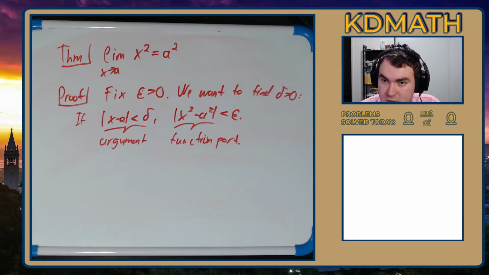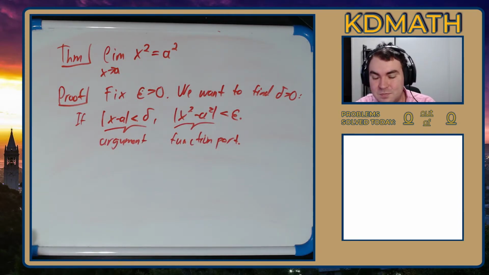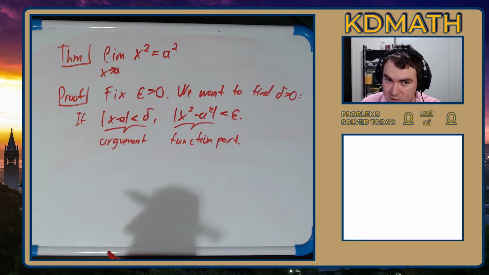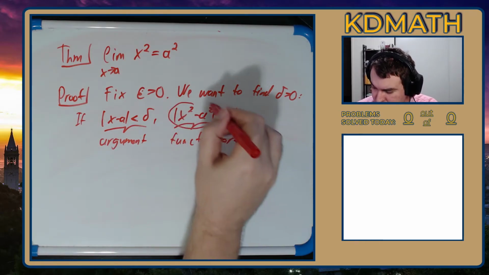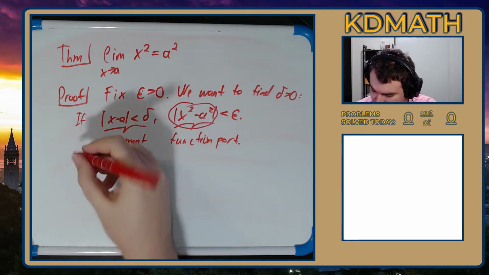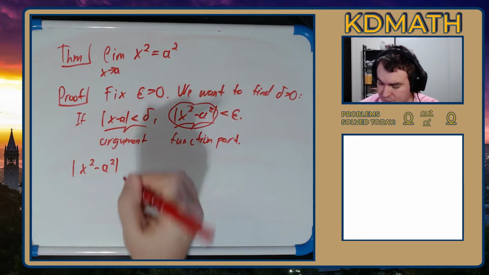So what are we looking at? We are looking at this, and we have to somehow guess a delta. Well, let's just chill for a bit, right? Let's try to come up with something interesting here. And let's look at this part. In this part, we see something very familiar. So let's look at this: x squared minus a squared.